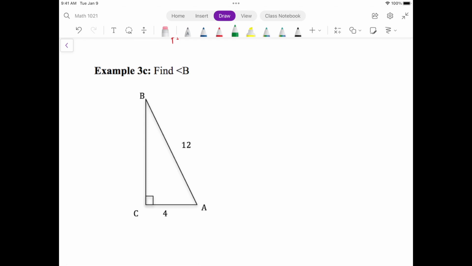For this one, pause the video, try it out on your own, and then start the video when you're ready.